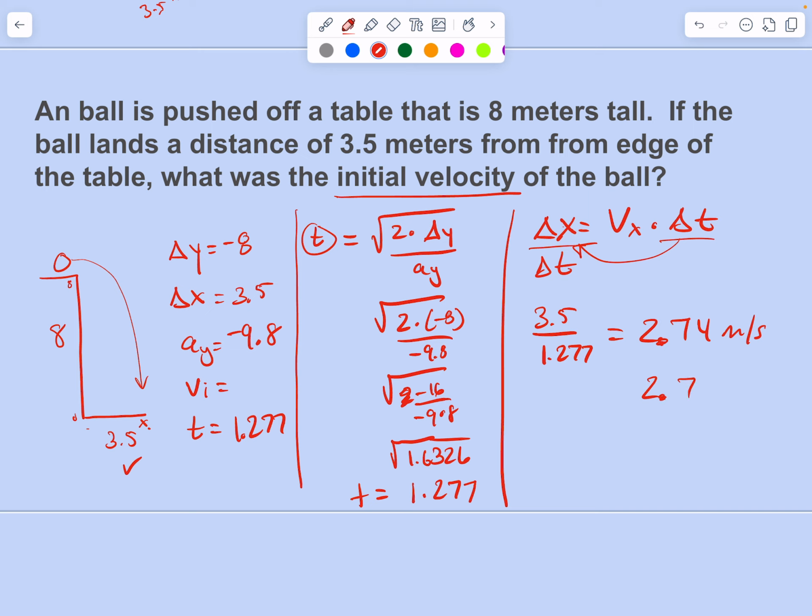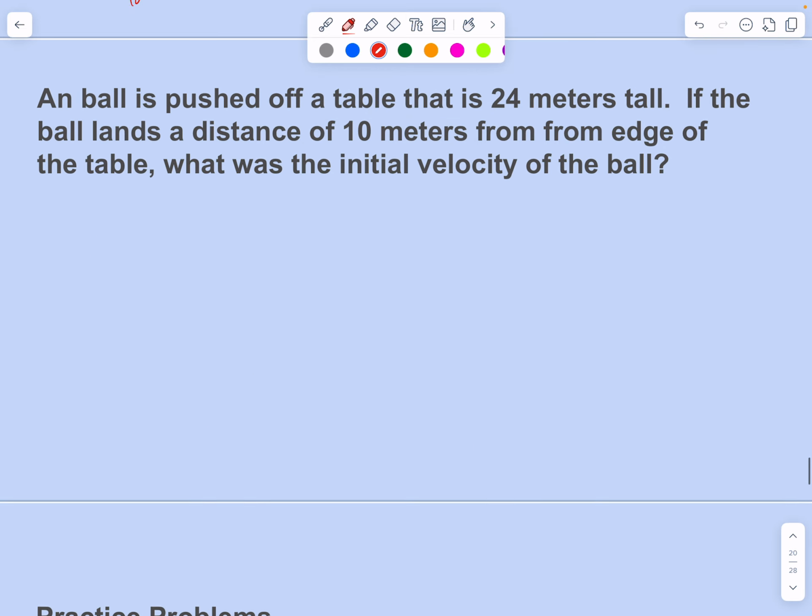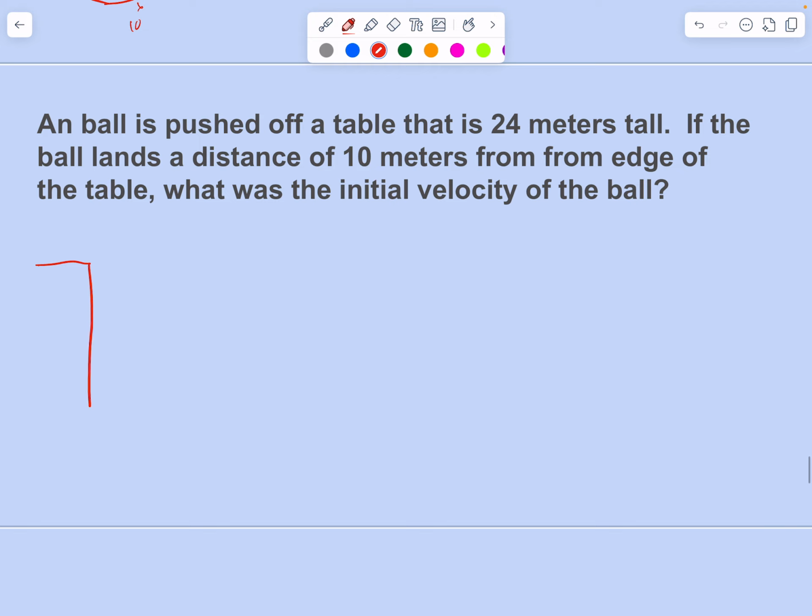Okay, so that's one example there. Again, starting with finding the t and then finding the velocity. So we have another one here, same idea. Ball pushed off a cliff once again. These balls keep falling off of cliffs.